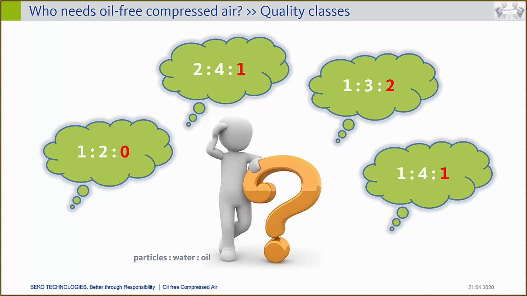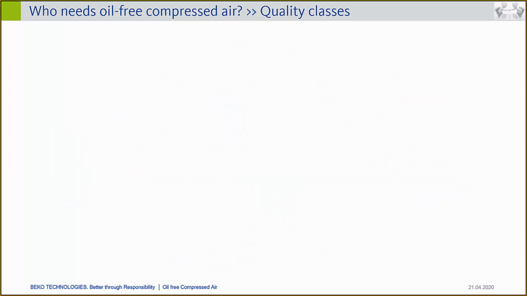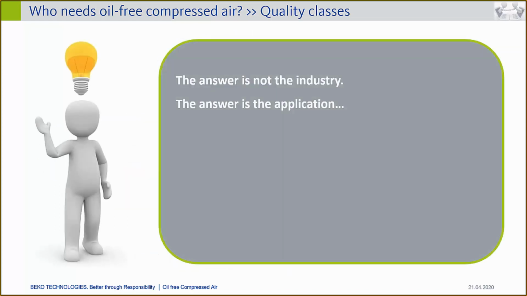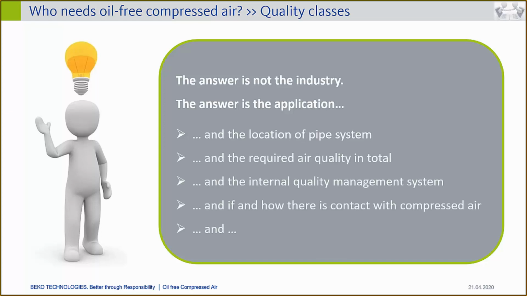So where to find now all the answers to these questions? These are not in the industry itself, but more in the application. And on the way to the application, there are different scenarios. The location of the pipe system, for example, is related to systems which are installed indoor or outdoor. That means a different kind of pre-drying is required.